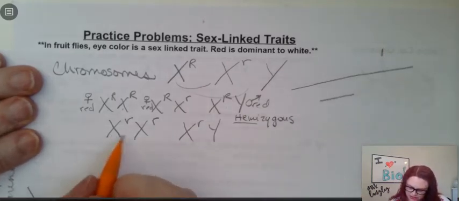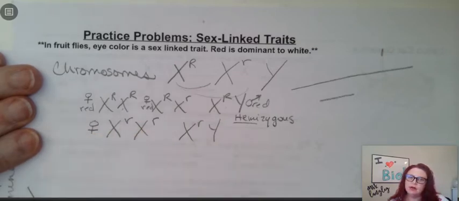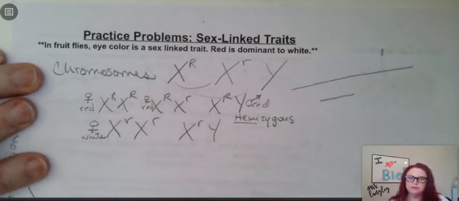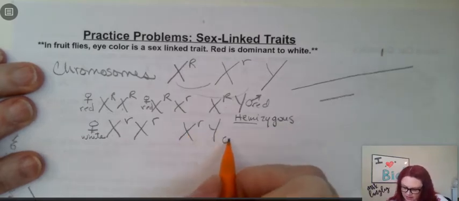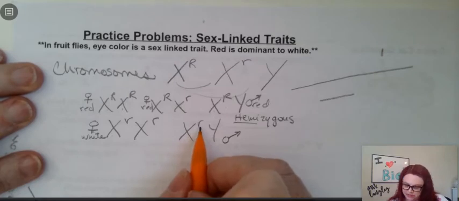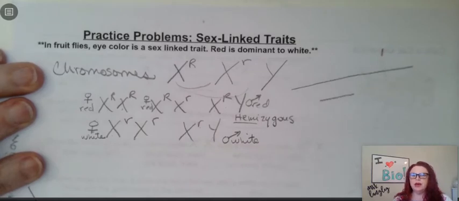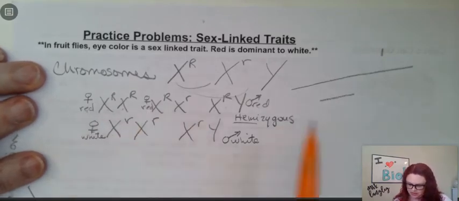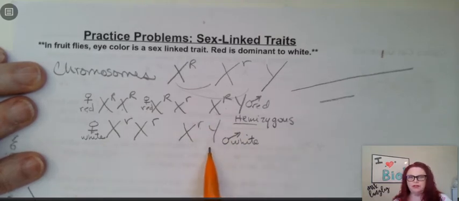Next here, I have two X's with two little r's. Two X's means female, but the two little r's, they are recessive. That means white. Here we have X and Y. That means we have male. And a little r means the recessive. So this is white. So when we're talking about the red and white eyes for our fruit flies, we can have female red, male red, female white, and male white.